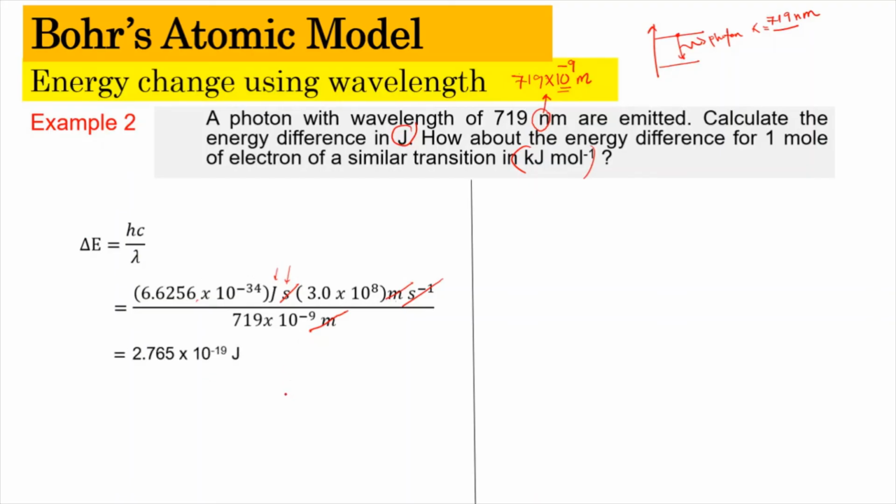Once you do the maths, you get 2.765 times 10 to the power of negative 19 joules. As mentioned, some of you will make the mistake of writing 719 only, without times 10 to the power of negative 9, so be really careful of this. For the next question, we need to find the energy difference for 1 mole of electrons in kilojoules per mole. It's basically the same thing, with delta E obtained from this part here, which is 2.765 times 10 to the power of negative 19 joules, but we need to multiply it by per mole.